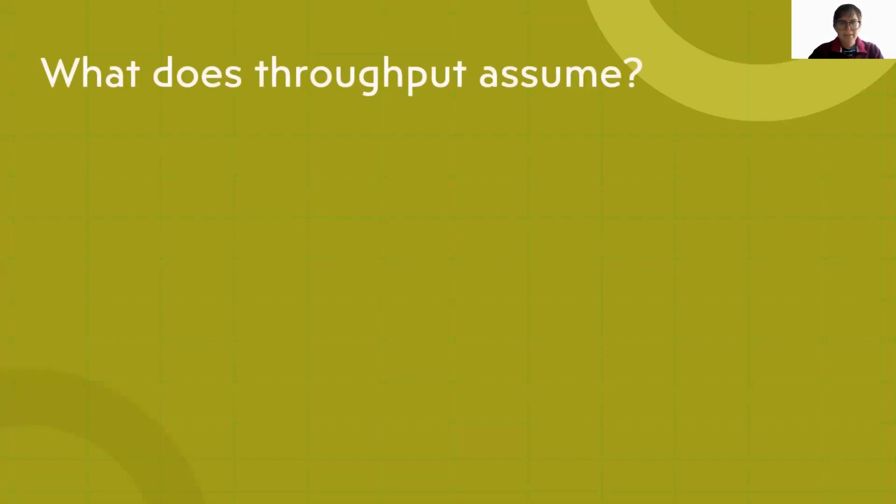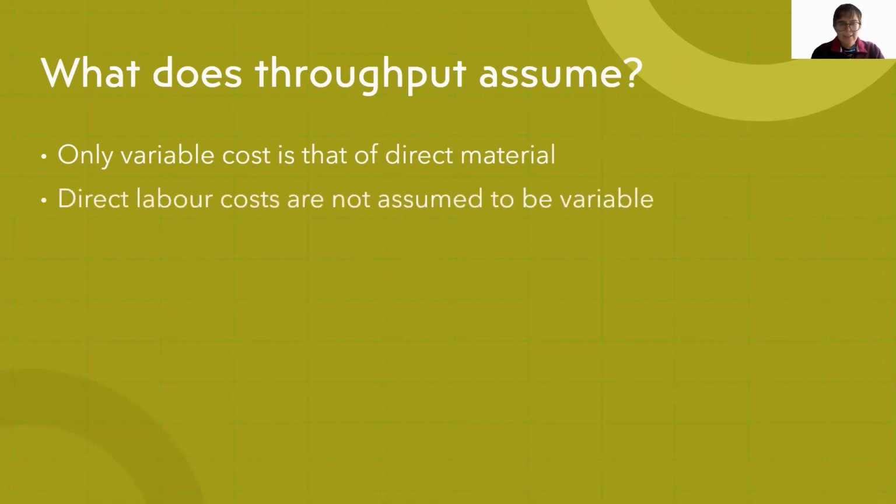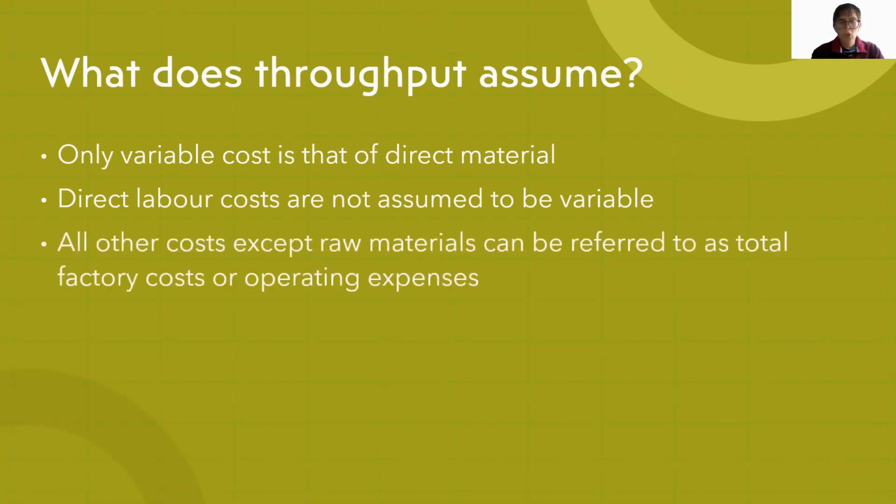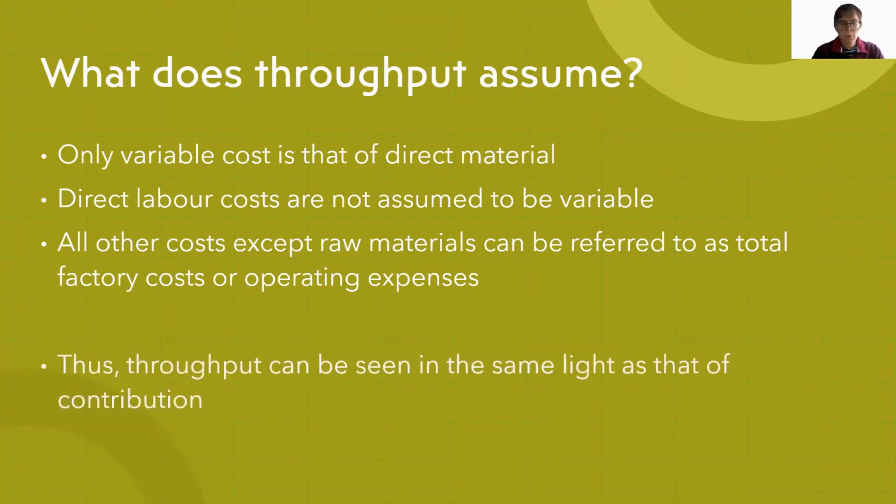However, there are a few things that throughput does assume, so it's not always the best method for businesses to use. It assumes that direct material is the only variable cost. Direct labour cost will not be assumed to be variable, and all other costs except raw materials can be referred to as total factory cost or operating expenses. Thus, throughput can be seen in the same light as that of contribution.